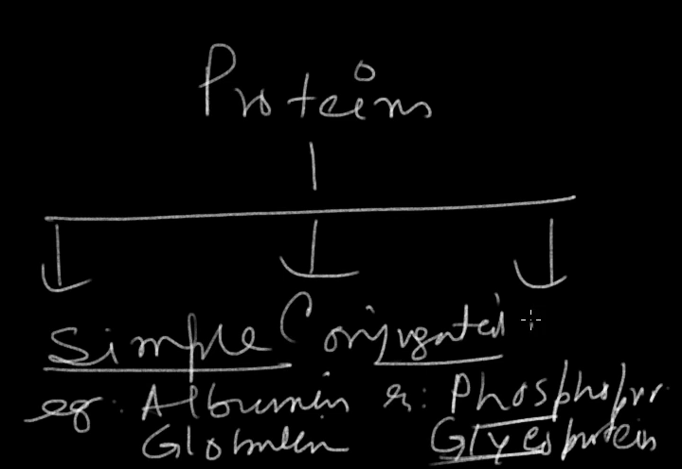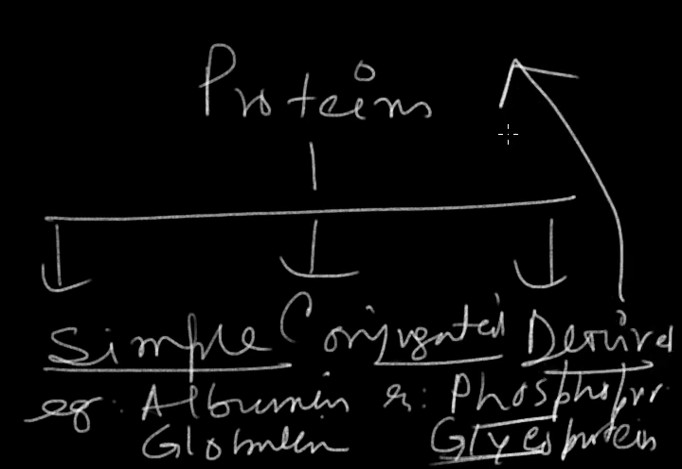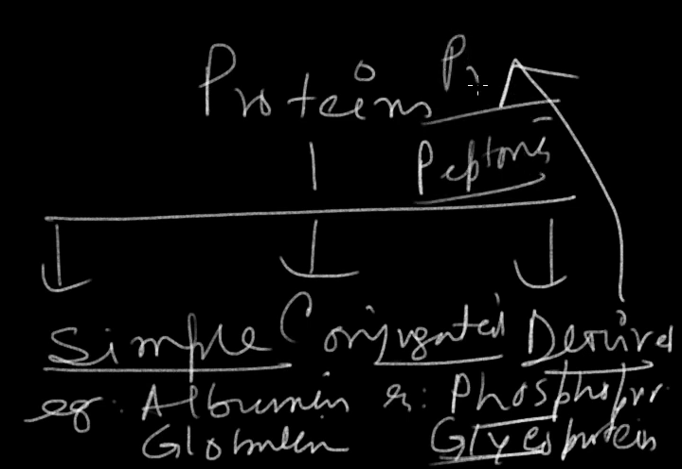The last category is derived proteins. These include the proteins that are obtained during the hydrolysis of proteins, which includes peptones, etc.